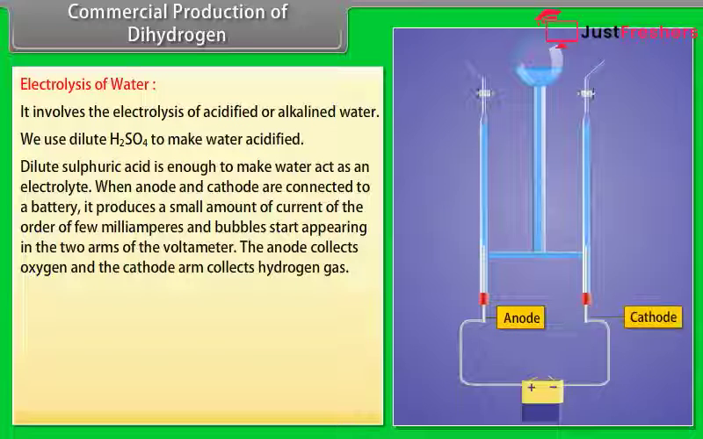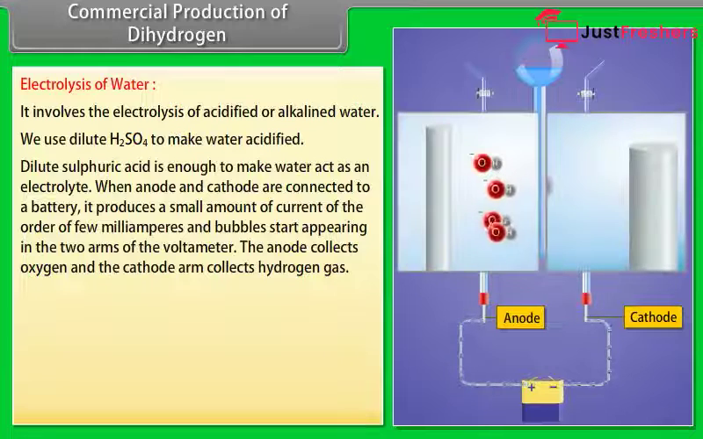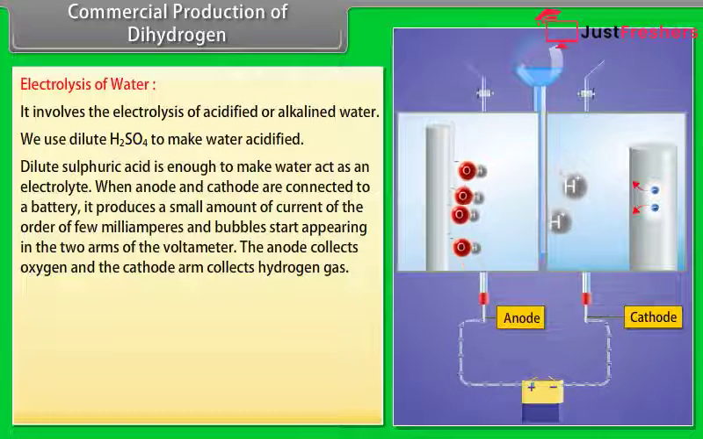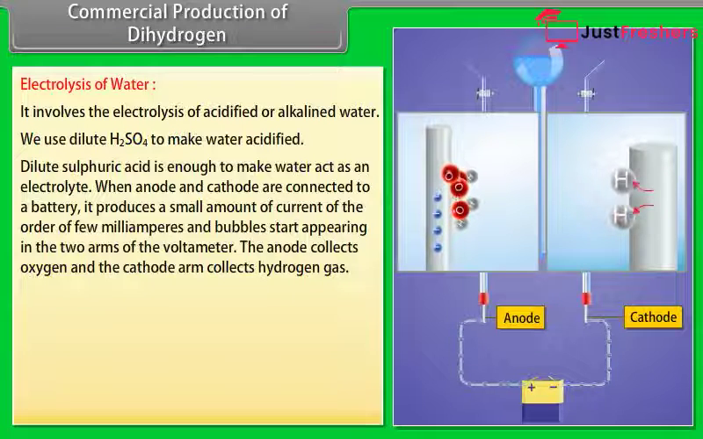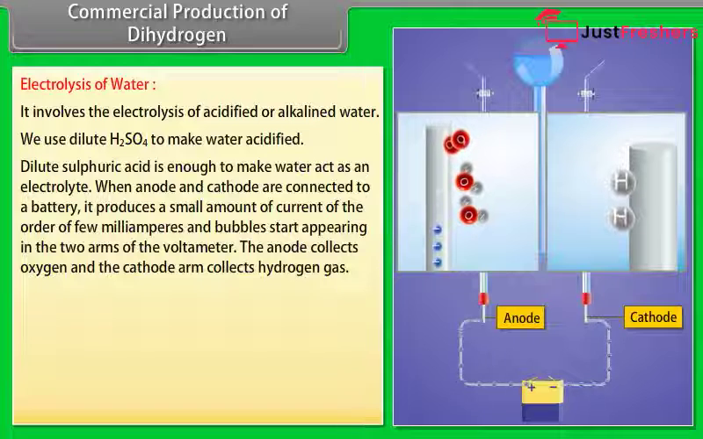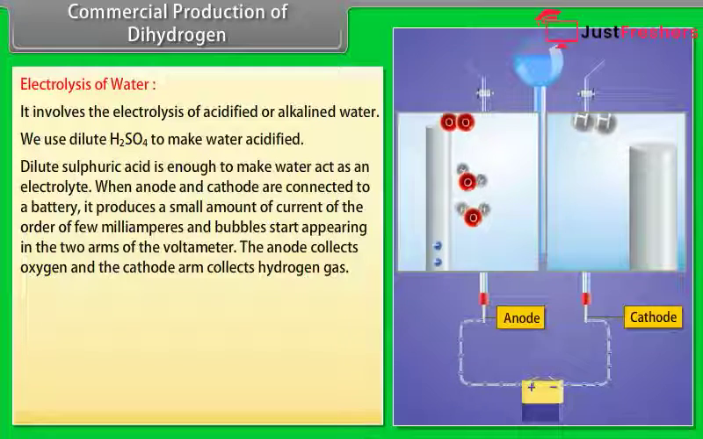When anode and cathode are connected to a battery, it produces a small amount of current of the order of few milliamperes and bubbles start appearing in the two arms of the voltameter. The anode collects oxygen and the cathode arm collects hydrogen gas.